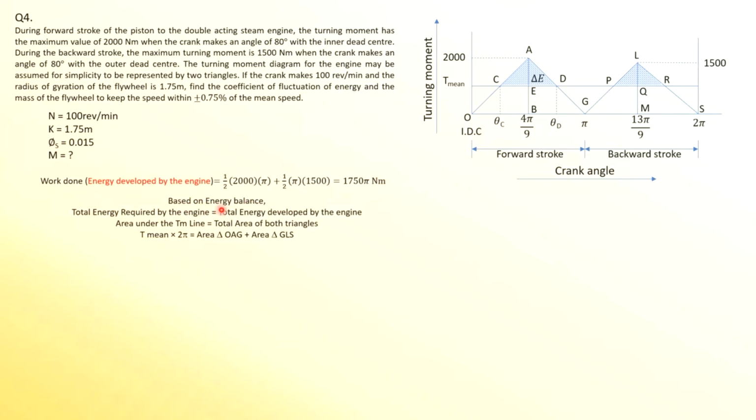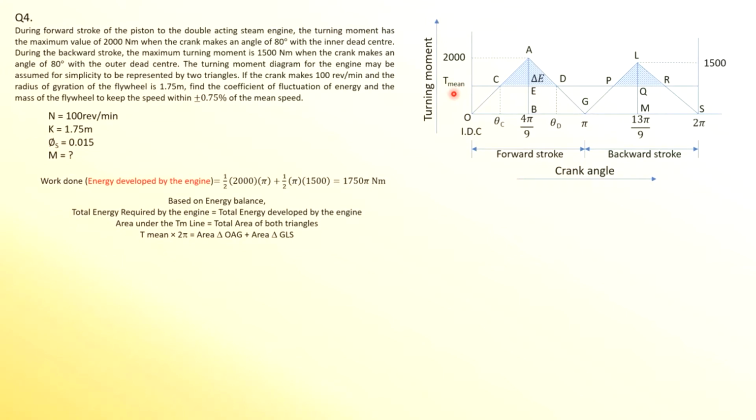So based on energy balance, we know from the theory of this section that the total energy required by the engine in real life must be equal to the total energy developed by the engine. How much is required by the engine must be equal to how much the engine produces. The total energy required by the engine is equivalent to the area under the mean torque line.